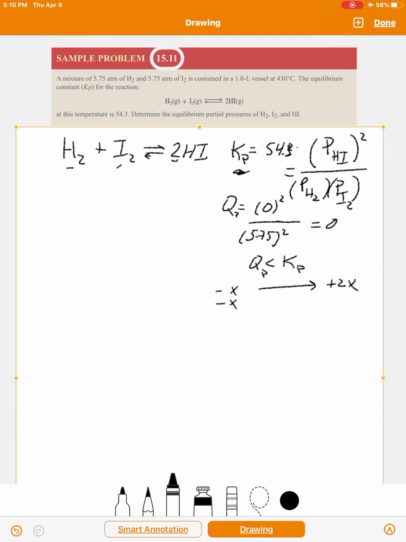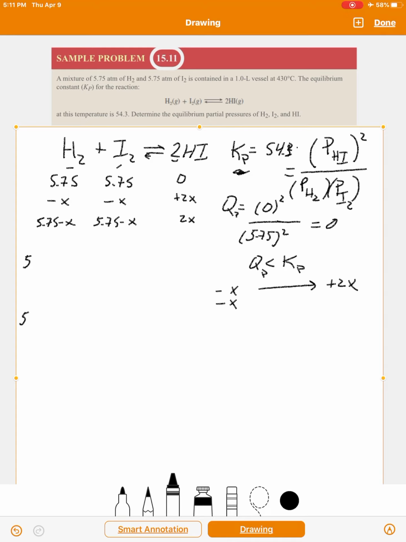So let's put our initial in: 5.75, 5.75, 0. We've already figured out that because Q is less than K, we'll get minus x, minus x, plus 2x. And then we just add those terms to get the equilibrium concentrations, or pressures, in this case. Okay? Now we can go through the algebra. We know that Kp is 54.3.